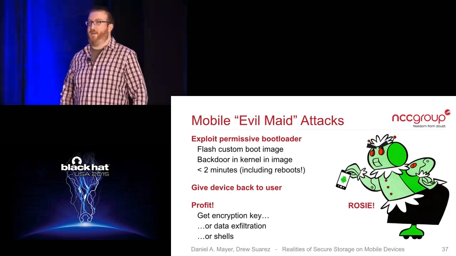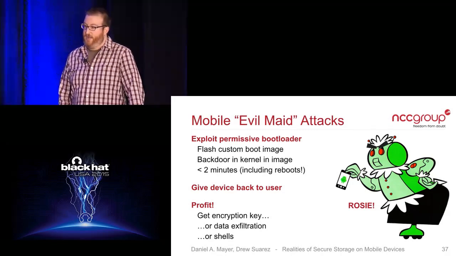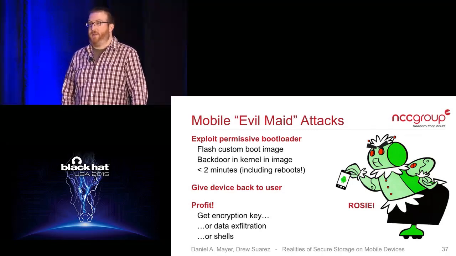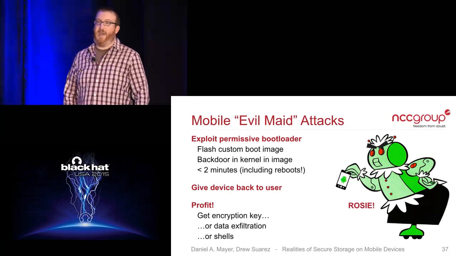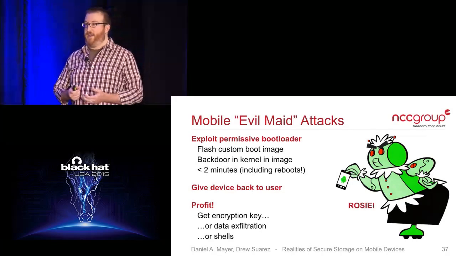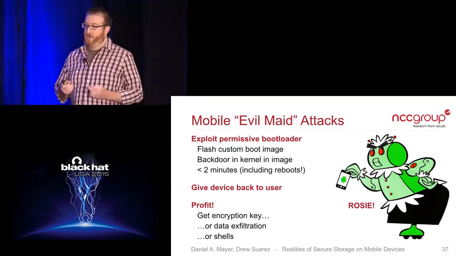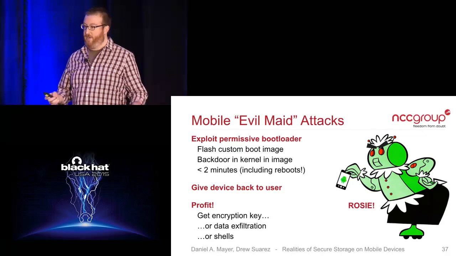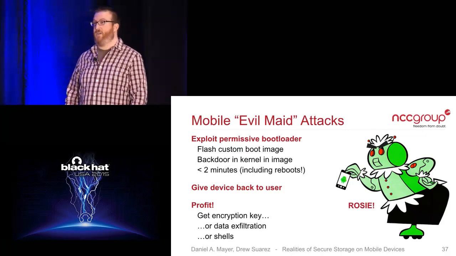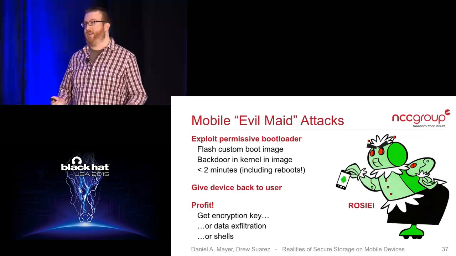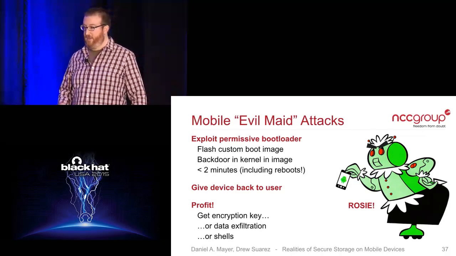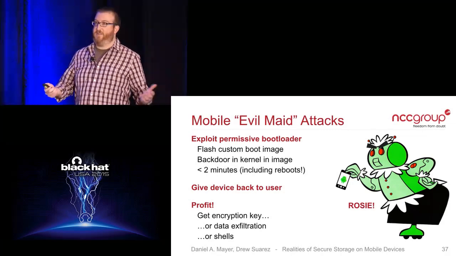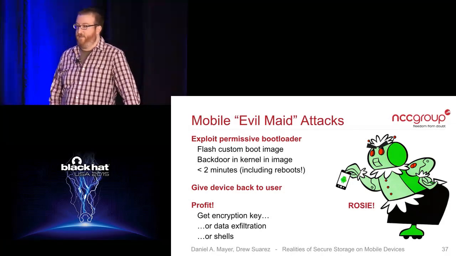And in this scenario, we are exploiting permissive bootloaders. So we flash a custom boot image that we've backdoored. And this can happen in under 2 minutes, including multiple reboots. We give this device back to the user. They log in with their encryption code, and this becomes active. We have profit here. So you could do things like hook kernel cryptographic functions and grab the encryption key that way. You can exfiltrate data straight off the device, which we chose to do, and shells, anything you want. You have kernel level access at this point.